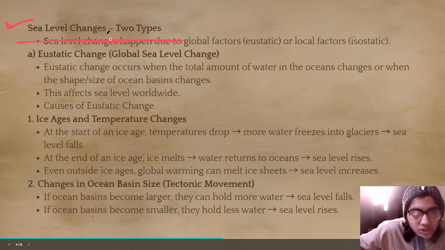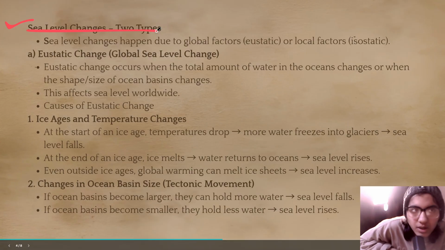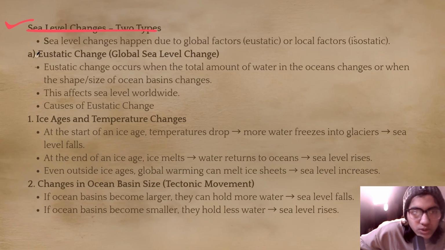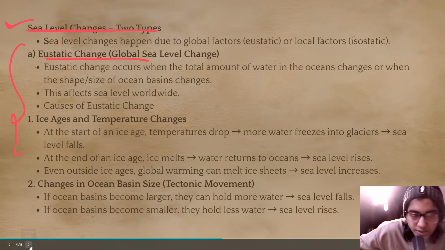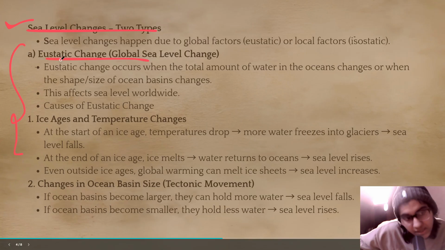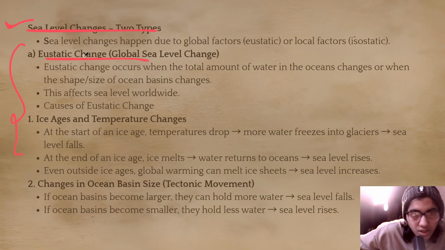So, sea level changes. Now we will see the sea level changes, like what happens to the sea. We have talked about what happens to the crust, the lithosphere, but now we are talking about the sea. Basically two things happen with the sea: eustatic change and isostatic change, which we will cover later. Let's start with the eustatic change, global sea level change.